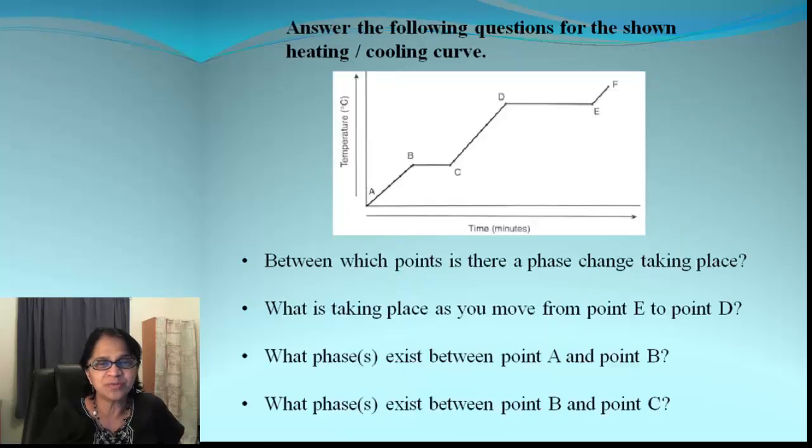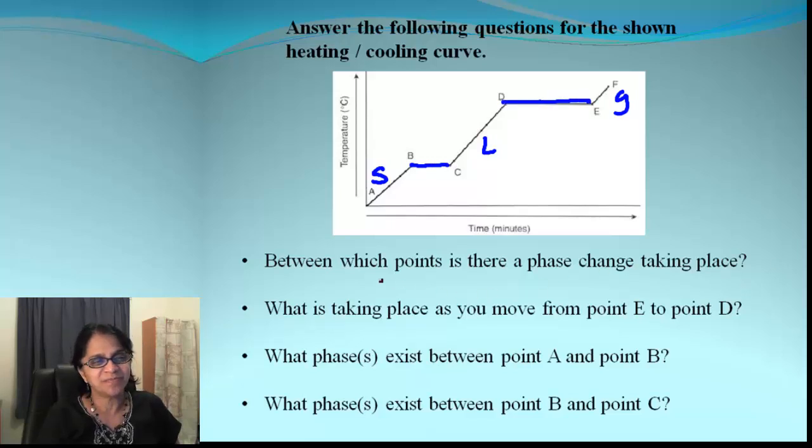Okay, let's move on to our last question about the phase diagram. In this phase diagram, we are going to answer some questions. A to B, you know it's solid. C to D, you know it's liquid, and this is going to be gas. And B to C and D to E are phase changes.